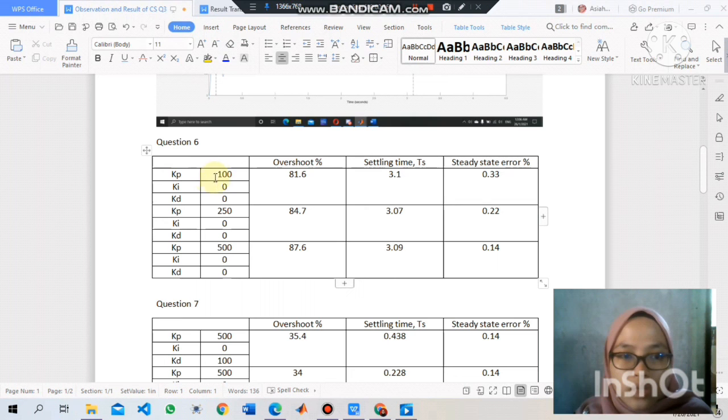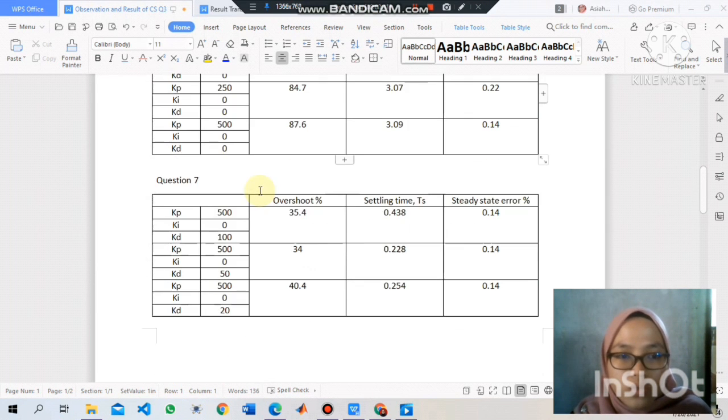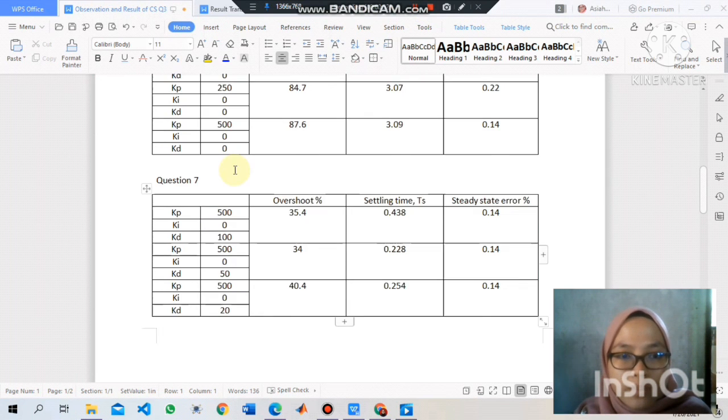We have to choose 3 different values of Kp. So in this transfer function, we choose the values of Kp as 100, 250, and 500. So we have taken a look at the overshoot percentage, settling time, and the steady state error, and we have tabulated the values. So we move to question number 7. In this question, we have been asked to keep one of the best values of Kp. So we choose the Kp value of 500.